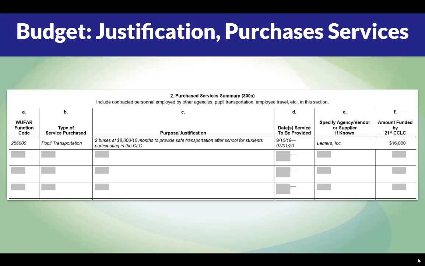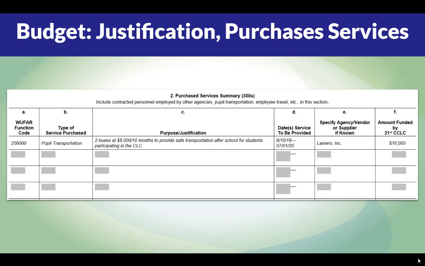The 6 parts to the purchase summary area include A, WUFAR function code, B, type of service purchased, C, purpose or justification, D, dates of service to be provided, E, specific agency or vendor or supplier, if known, and F, the amount funded by the CLC grant.